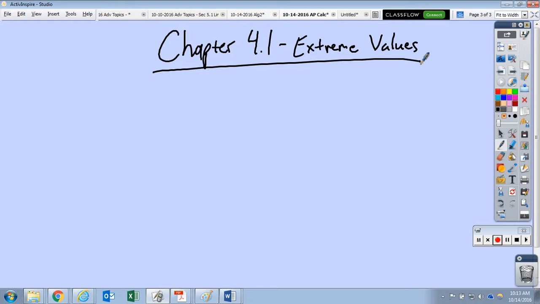Theorem 2, local extreme values. If a function f has a local maximum value or a local minimum value at an interior point c of its domain, and f prime exists at c, then f prime of c equals blank. Knowing that, okay, that'd be a horizontal tangent line, so its derivative should be 0.